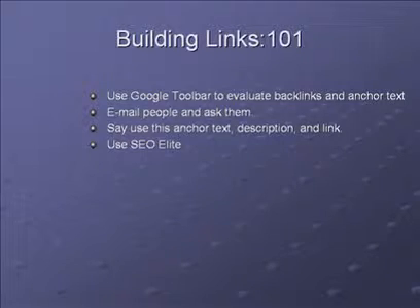How do you do it? Let's talk building links, classroom 101. First of all, use the Google toolbar to evaluate backlinks and anchor text. Now we're going to go to an actual web page and see how the Google toolbar works and how you can use it.